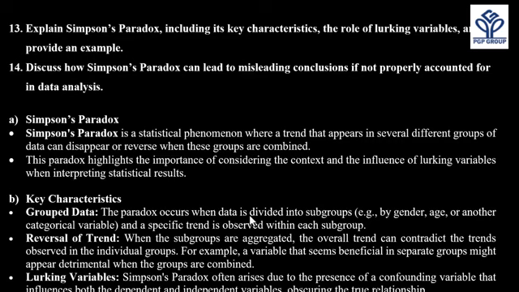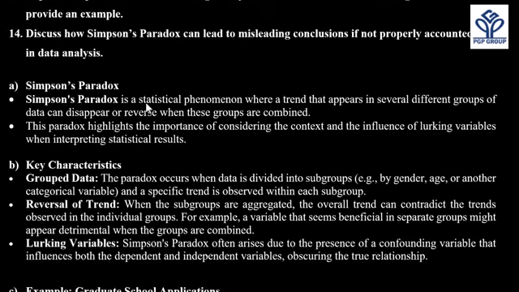Now, Simpson's paradox. What does that mean? It's a statistical concept where the trend that appears in several different groups of data can disappear or reverse when these groups are combined together. So we already discussed the grouping. We can divide the data into groups.